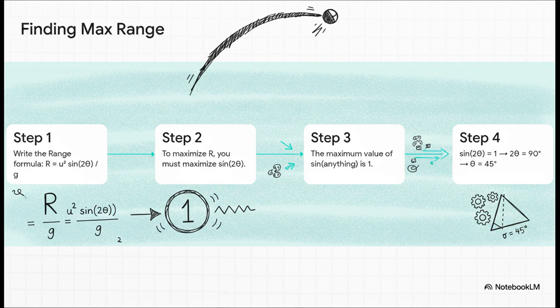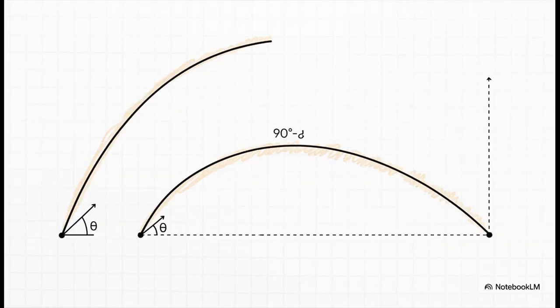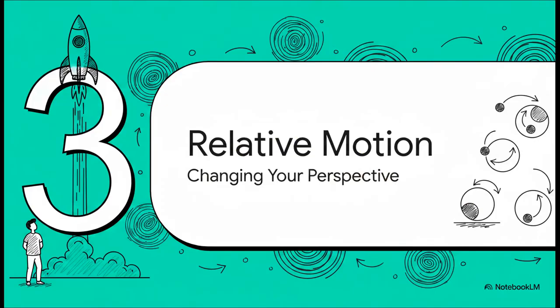And we're done. And here is a super useful JEE trick that will save you a ton of time. For the exact same initial speed, the range is always identical for complementary angles. What does that mean? It means the range if you throw it at 30 degrees is exactly the same as if you throw it at 60 degrees. The range for 20 degrees is the same as for 70 degrees. Keep that in your back pocket. All right, that's projectile motion done and dusted.